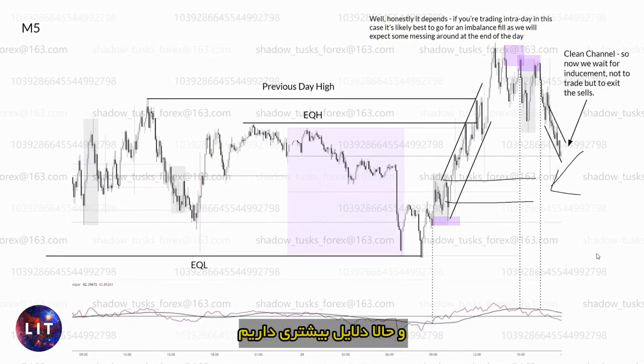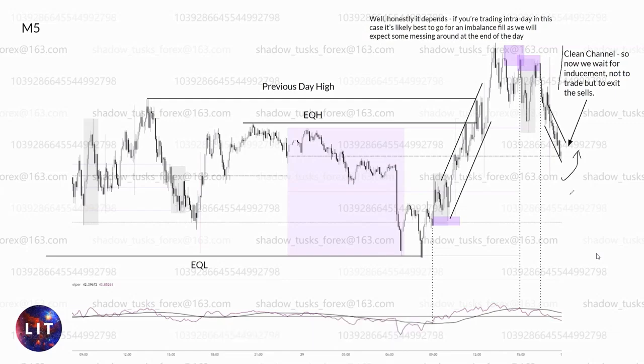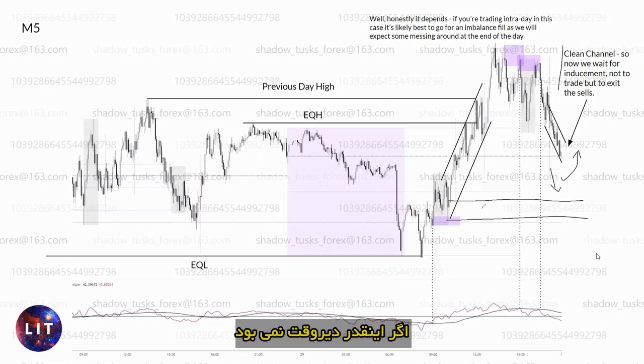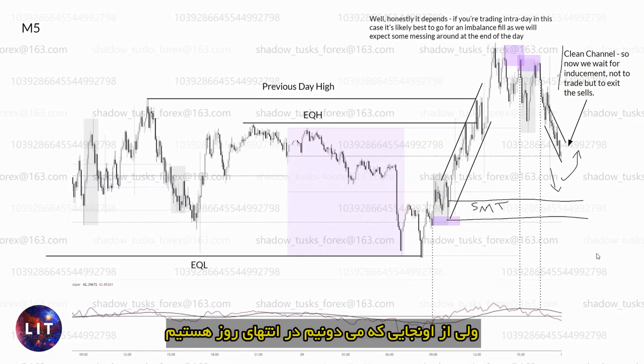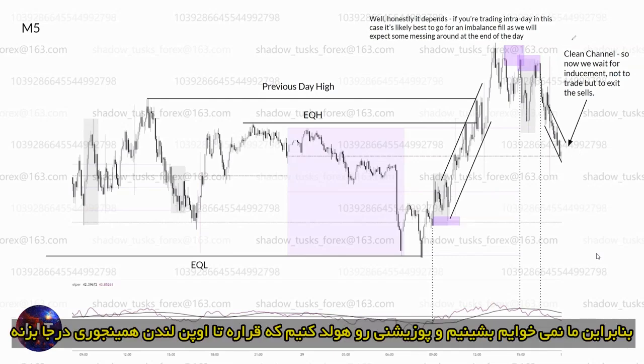Okay, and now we've got even more reasons. Look, we've got a clean channel. So now we wait for the inducement, not to trade the buys, but to exit the sells. What would be perfect is if this inducement comes into this. If this was earlier in the day, I would likely expect this to get taken out, potentially be an SMT. But because we know that we're end of the day, we're probably going to experience some type of consolidation. We actually expect this to consolidate. So we don't want to be sitting holding a position that's just going to mess around until London open.